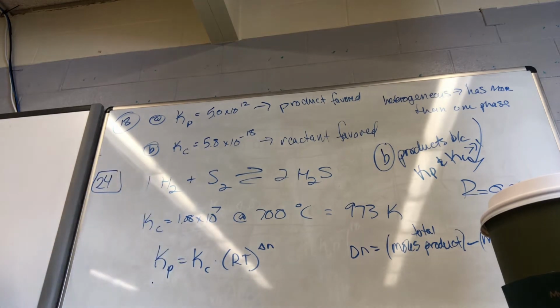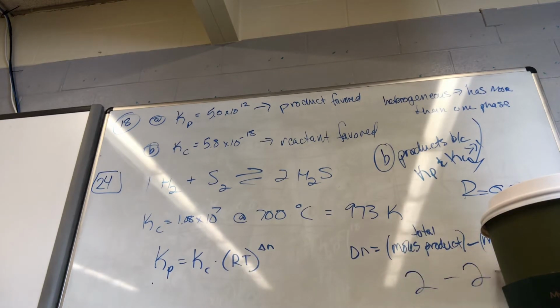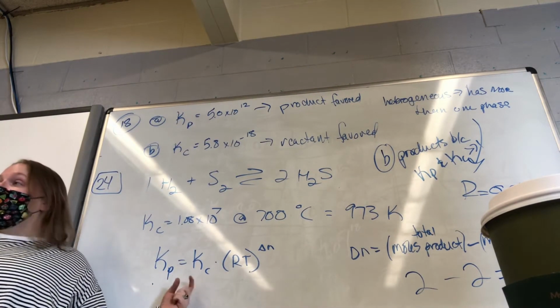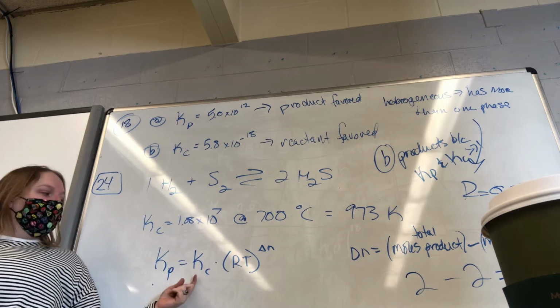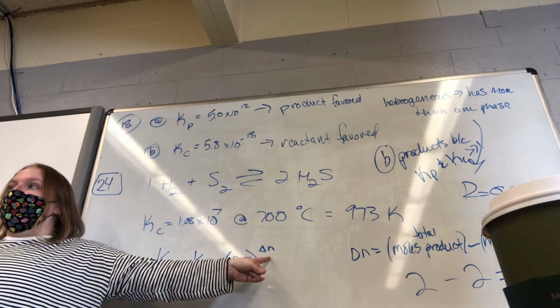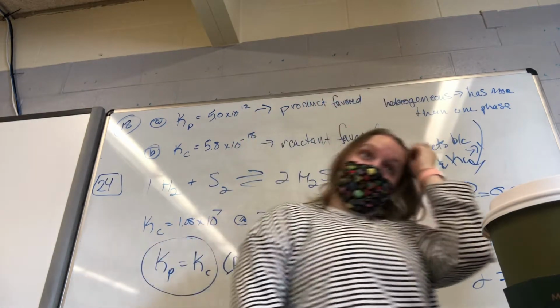For part C, it says, what happens to Kp and Kc if we change the 2 in front of the H2 to a 1? So our delta N now becomes a different number. Our total number of moles on the right is 2 minus 2, which means delta N is 0. Okay? So in this overall equation that we use to go from Kp to Kc, Kc is not something we can really change at this point. What happens here? This whole thing gets raised to the delta N of 0, which means 1. So they're equal.